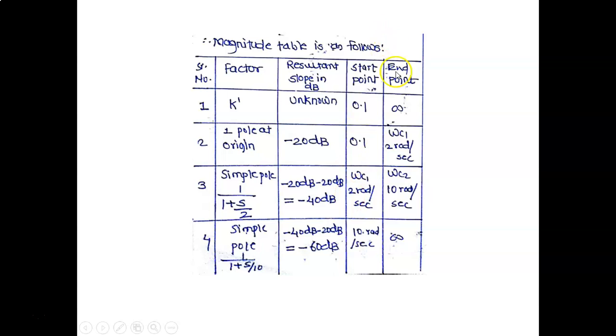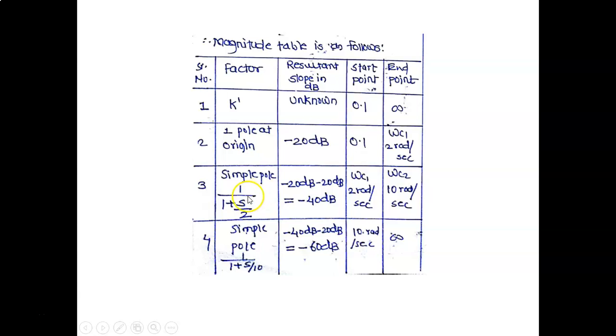We will plot the magnitude plot. First factor is K dash. Its value is unknown. Therefore, starting point is 0.1, end point is infinity. That line is always parallel to the x-axis. Second, one pole at origin, therefore minus 20 dB. Starting point is 0.1, end point is 2 radian per second.